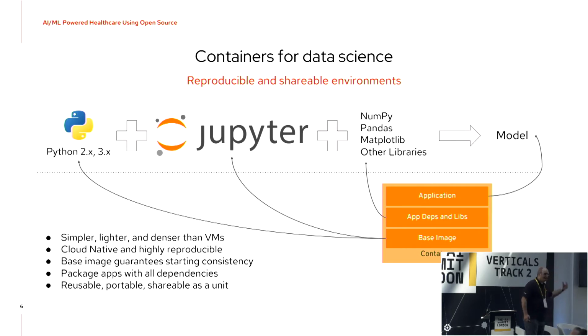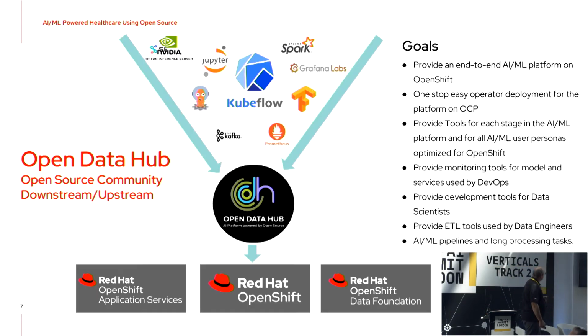Of course, its standard characteristics: it's reusable, portable, and everything. So that means anything that you have developed somewhere will be able to run somewhere else. And that's what we are going to see in some examples. So based on that, we have created Open Data Hub.